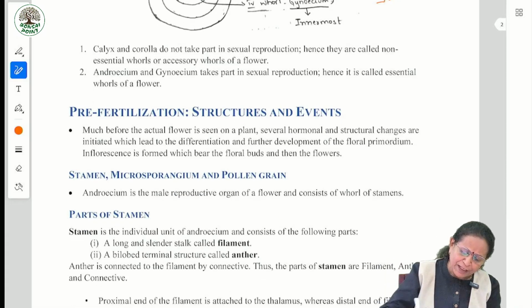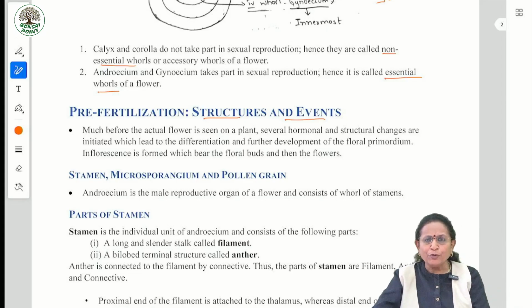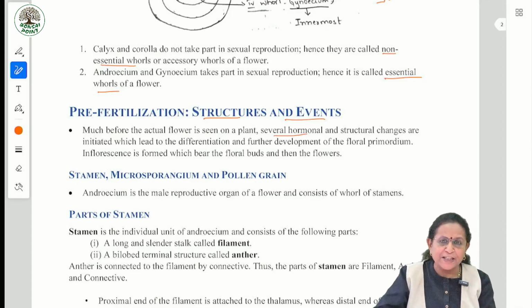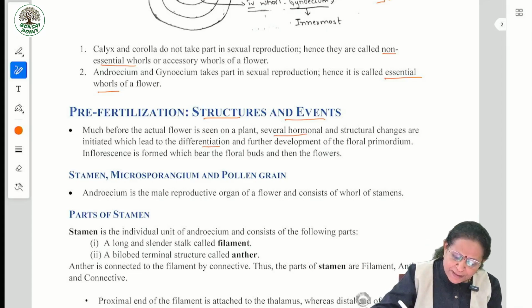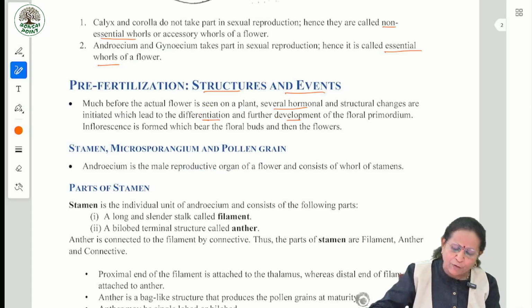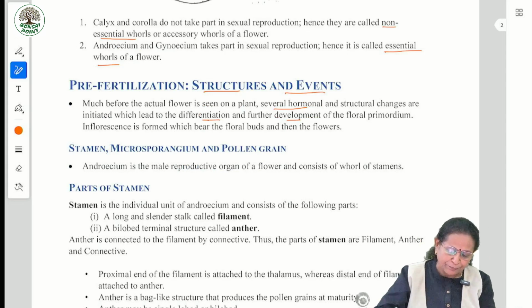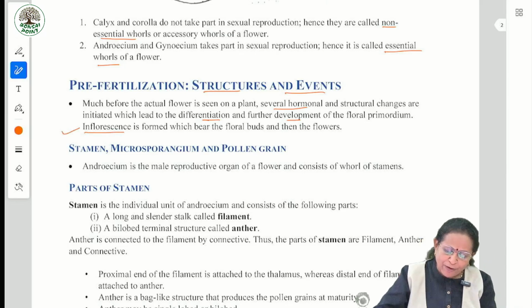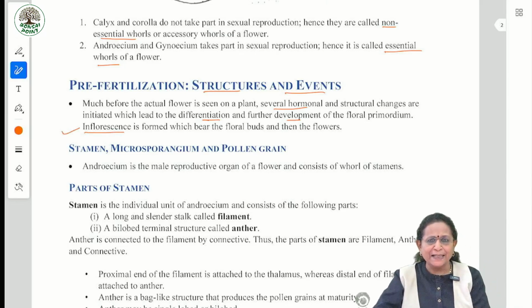Pre-fertilization structures and events. Much before the actual flower is seen on a plant, several hormonal and structural changes are initiated which lead to the differentiation and further development of the floral primordium. Inflorescence is formed, which bears the flower buds and then the flowers.